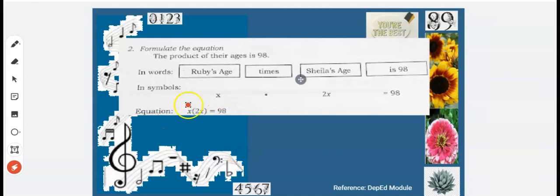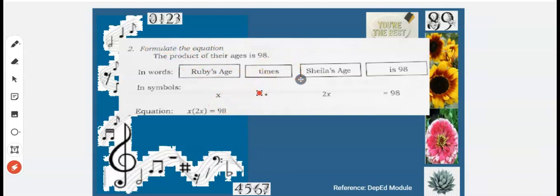Unsa man nga given phrase ang atong gamiton or ang makatabang para sa atong algebraic equation? Yes, the phrase nga, the product of their ages is 98. Usually, the second phrase, no, the second given statement. Yes. When we say product, unsa man ang operation? Yes, ang operation kay multiplication.